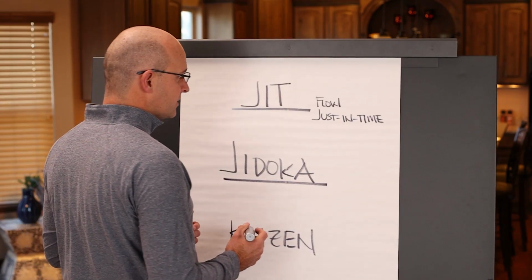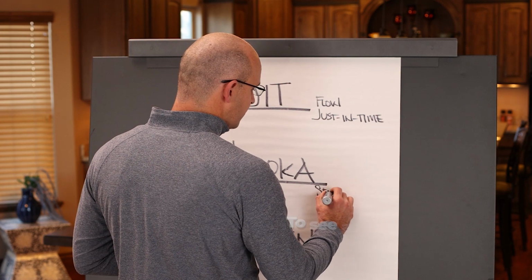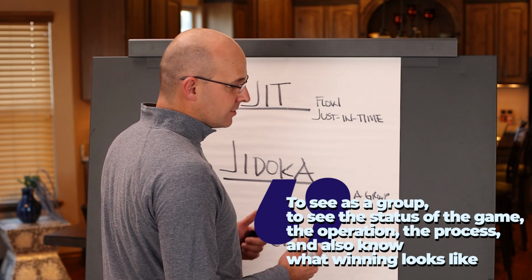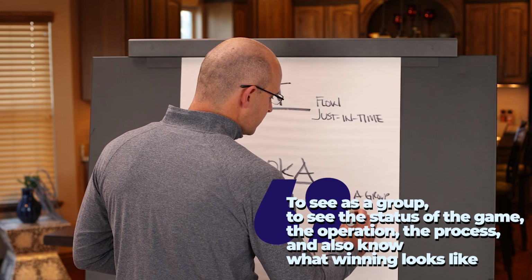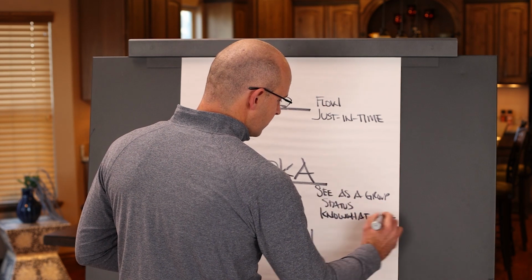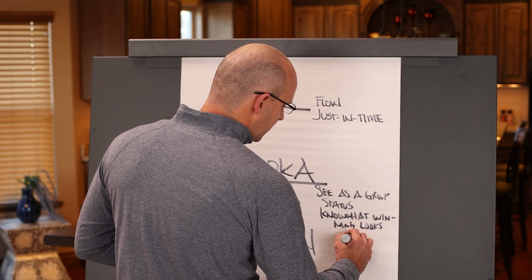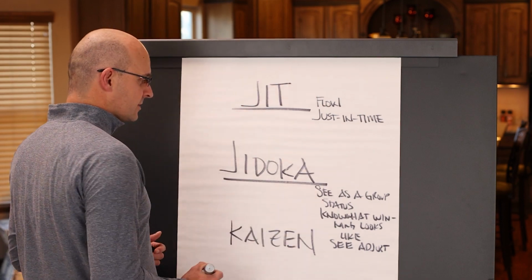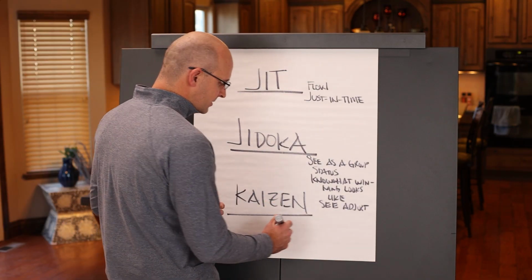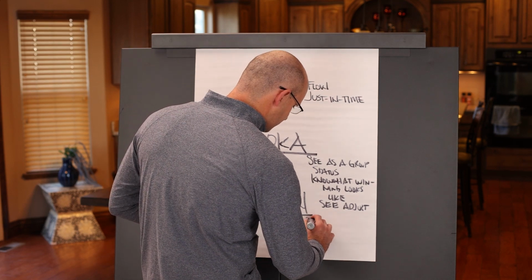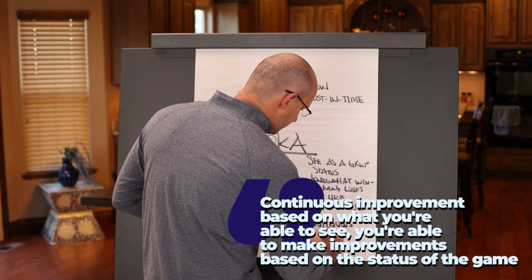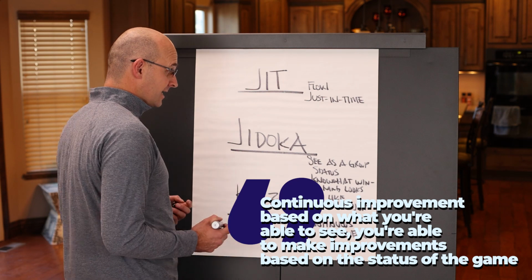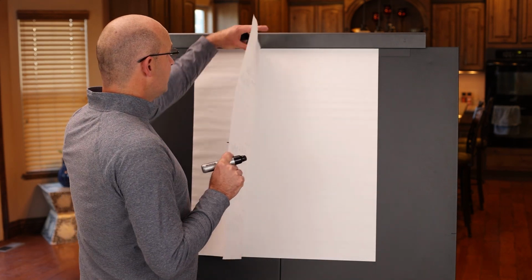Jidoka is a principle. The Jidoka principle is really where we are able to see as a group, and not just see, but see the status of the game, the operation, the process, and also know what winning looks like. Okay? What winning looks like. And it means that the team is able to see what needs to adjust. So it means that you have visual systems. And then Kaizen, the way we understand it now, the meaning here is continuous improvement. Based on what you're able to see, you're able to make improvements based on the status of the game.